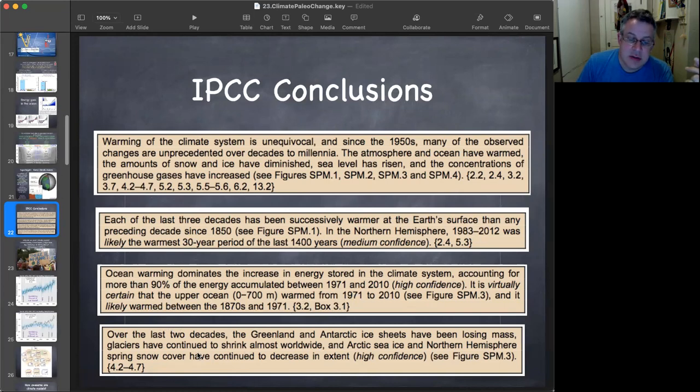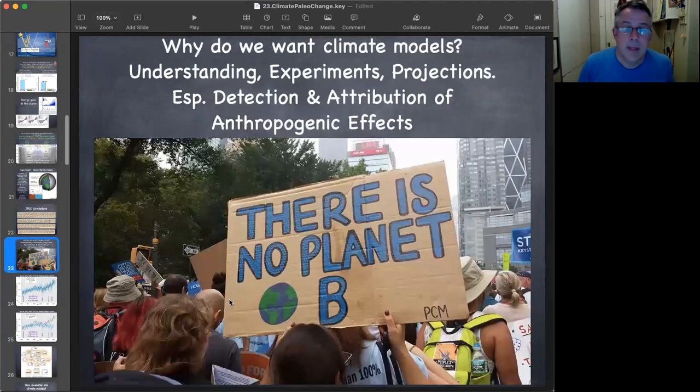Over the last 2 decades, the Greenland and Antarctic ice sheets have been losing mass. That's related to the sea level story. Glaciers have continued to shrink almost worldwide, also related to the sea level story. And Arctic sea ice and Northern Hemisphere spring snow cover continue to decrease in extent. Snow cover has a sea level impact. Sea ice does not have a sea level impact, but it surely has an air-sea energy exchange impact, which is part of this story as well.